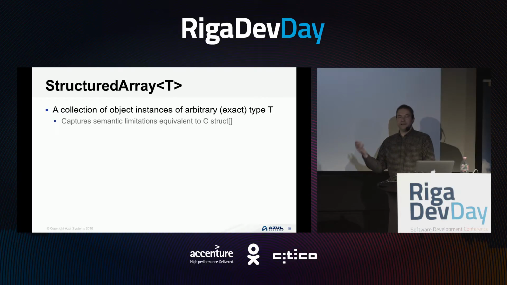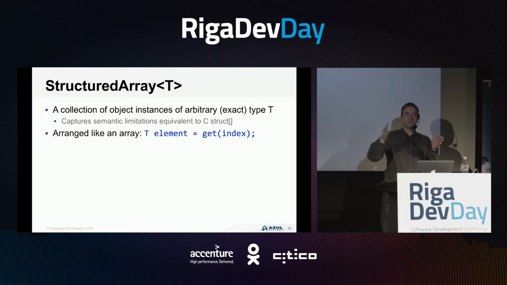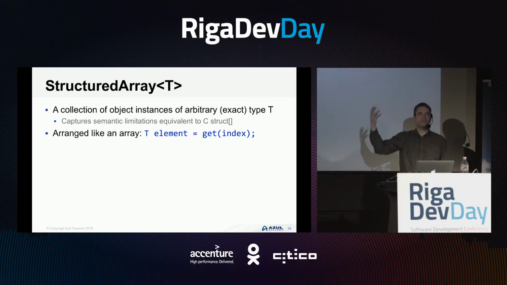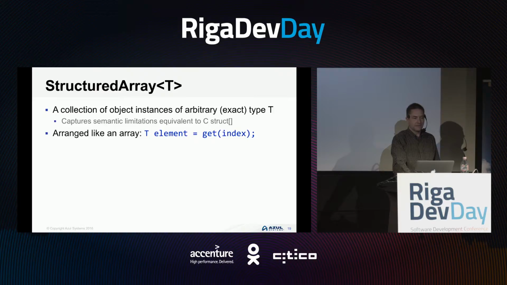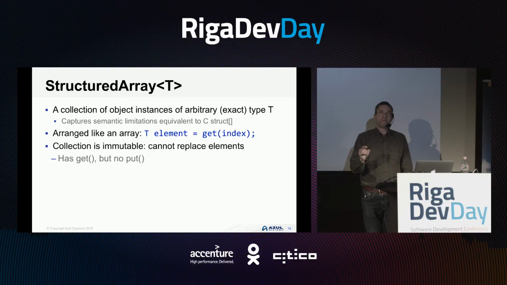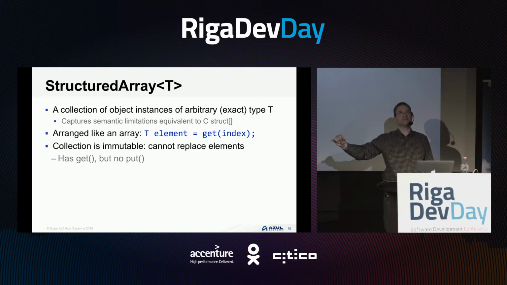It is, funnily enough, arranged like an array. So it is a sequence of objects which are accessible by using an index into that array. So you can get, based on an index, and return the object that is at that position in the array. The collection is immutable. So we have exact same type elements within the array, and you cannot change them. So you have to leave the same objects where they are.